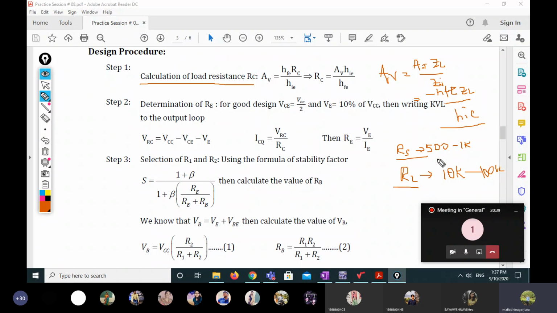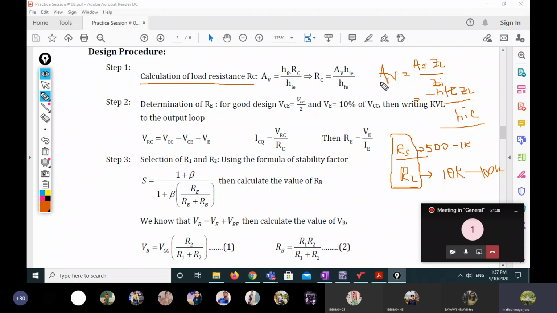So source resistance is 500 ohms to 1K. Load resistance is 10K to 100K. This is the typical range. So in the CE amplifier, we are not going to calculate these two parameters. The remaining 4 resistor values R1, R2, RC, RE, and 3 capacitor values C1, C2, and CE, that is, 2 coupling capacitors and 1 bypass capacitor. So in total, 7 parameters we are going to calculate.